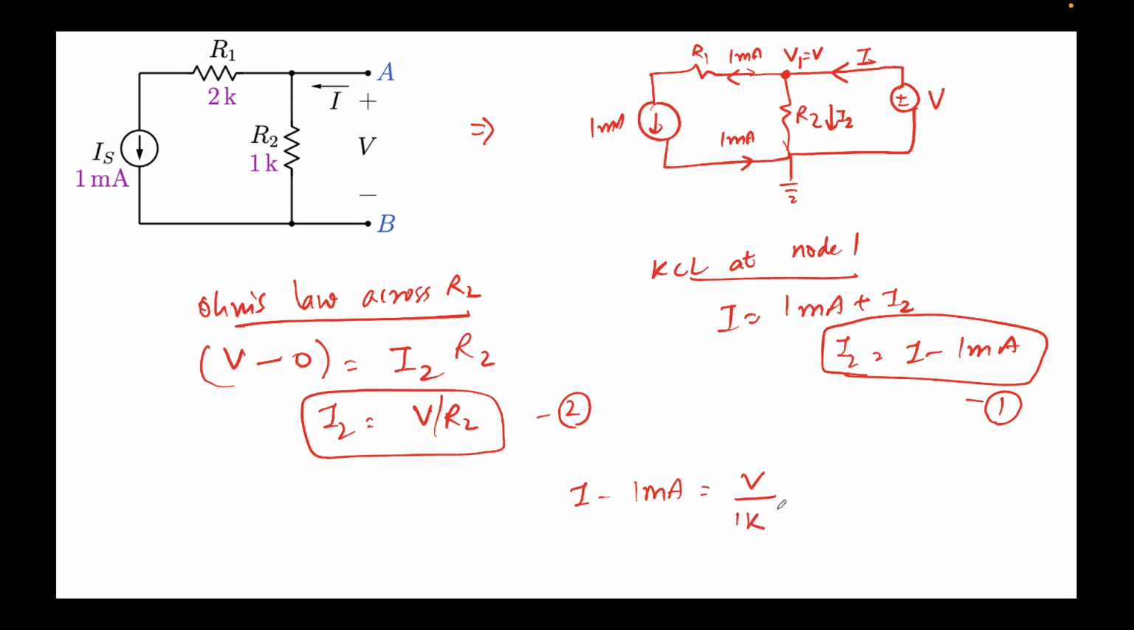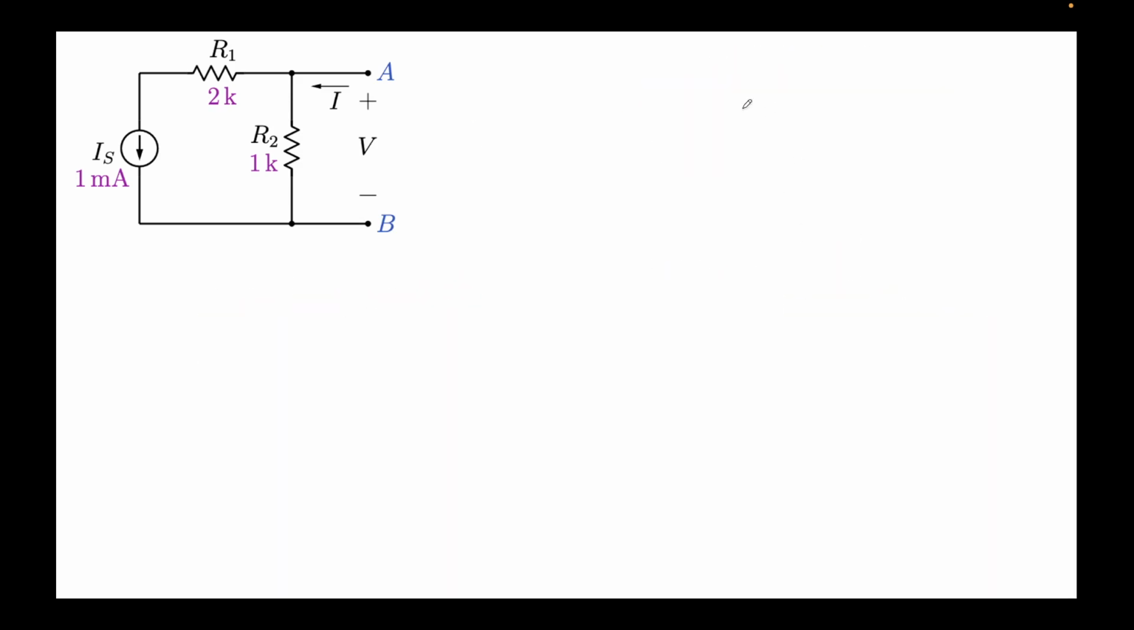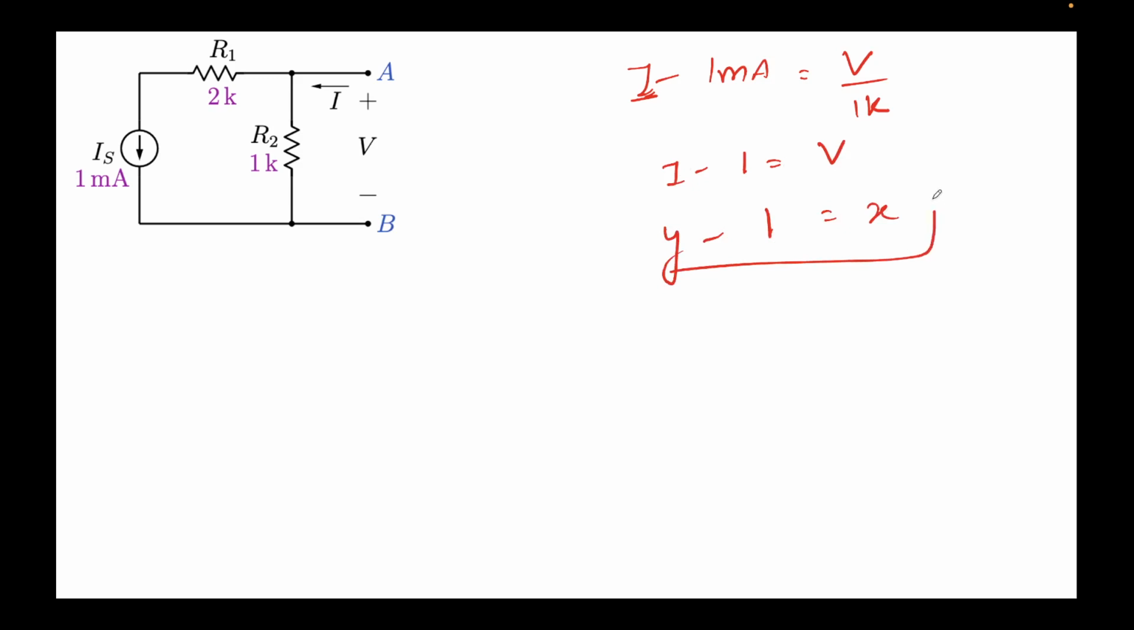I'll write this expression again: I minus 1 milliamp equals V over 1k. Let's assume the units of I are in milliamps, so I'm dropping the milli. There's also k here, so this is in millivolts. So I can simply say I minus 1 equals V. Note, this was Y minus 1 equals X, or if you insist, Y equals X plus 1. This is what we are getting.